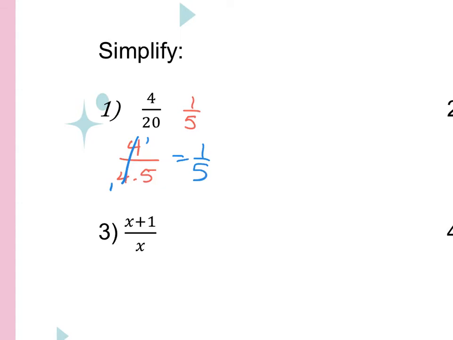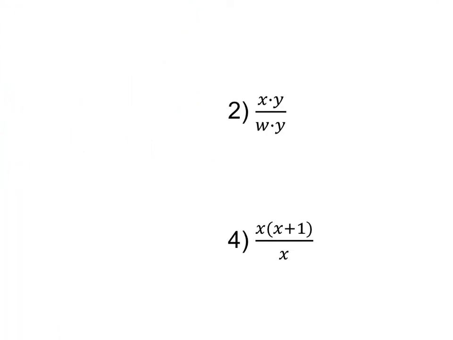On number 2, when I go to simplify this, there is no plus or minus sign, so I can actually simplify the y and the y and be left with x over w. Now, if the question had x plus y over w plus y, this one could not be simplified because these are stuck together. And in order to simplify, you would look for an identical match.